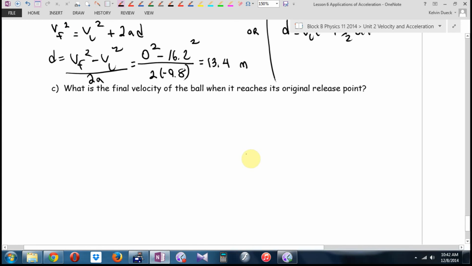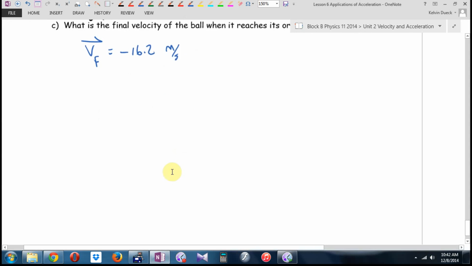C. What's the final velocity when it reaches its original release point? No work required in your head. When it comes back to the same height that it started from, what's V final? What goes up must come down. Negative 16.2. Now, if I don't catch it, if I let it keep going, when it hits the ground, will it be traveling faster, slower, or the same as negative 16.2? A little bit faster, like negative 17 maybe. I could actually crunch the numbers and find out, but I don't. Did I ask that? Let's find out.